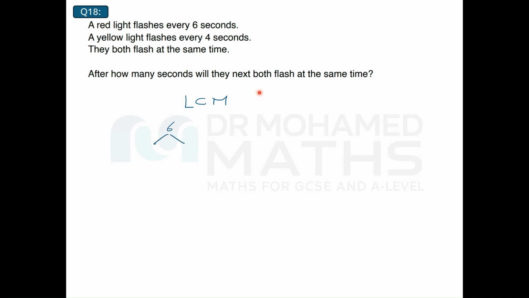And this is an easy one. 6 prime factors here, it's 2 and 3. And 4 is easy to break down, it's 2 and 2 here. Now all of them are prime factors. So you know how to get the LCM now. Look to the common numbers, cancel one of them, and multiply the rest of the numbers. So now we're going to multiply 2 times 3 times 2. 6 times 2 is 12. So after 12 seconds, they will flash at the same time. And this is the answer.